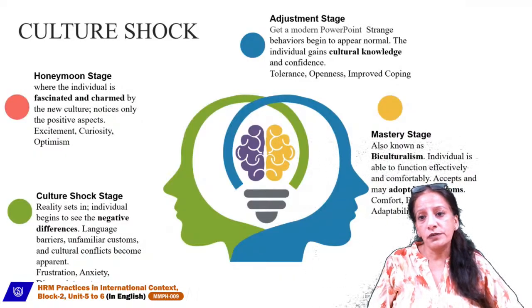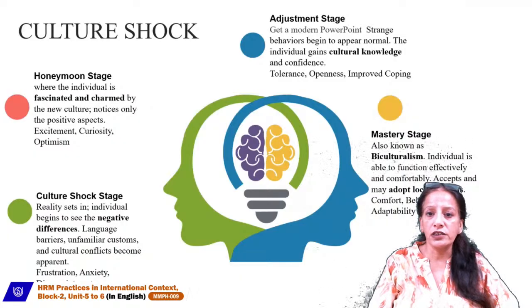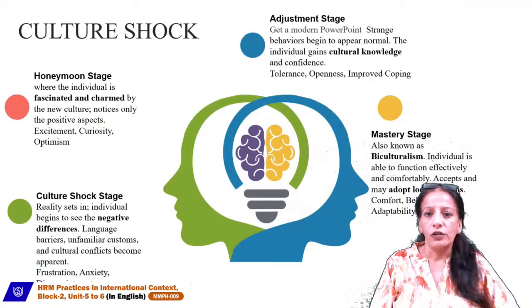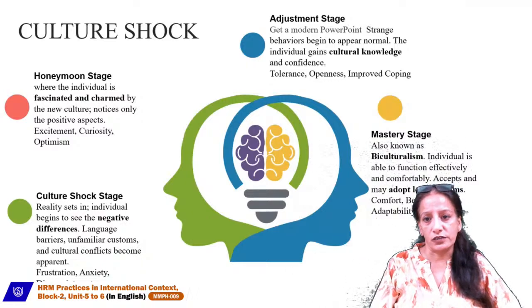So then comes the adjustment stage, where strange behaviors start appearing to be normal. The individual gains cultural knowledge and confidence. So then finally comes the mastery stage. The mastery stage is also known as biculturalism, where the individual is able to function effectively and comfortably. They accept and may adopt local customs.